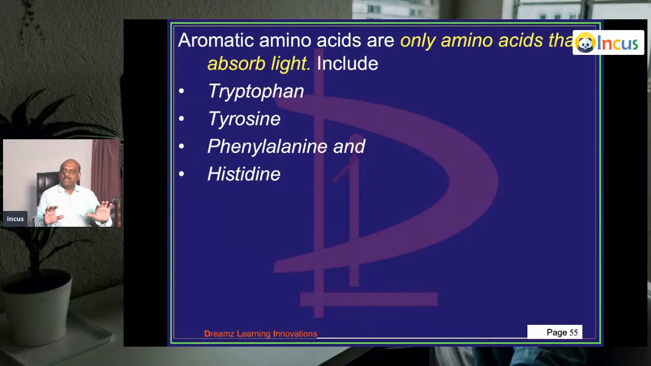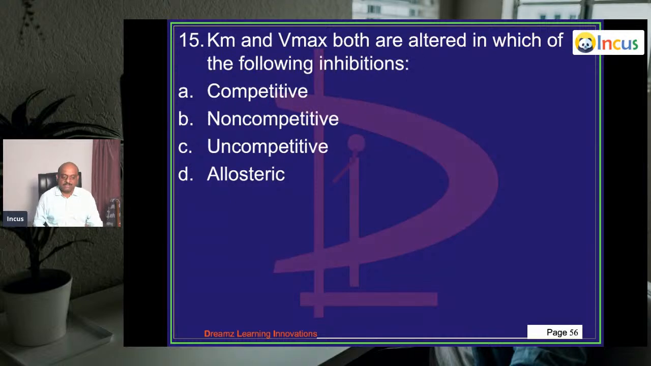Only amino acids which are aromatic, जिससे सुगंध निकलता है, aromatic, they absorb the light. Tryptophan, tyrosine, phenylalanine, histidine, they only will absorb the light.